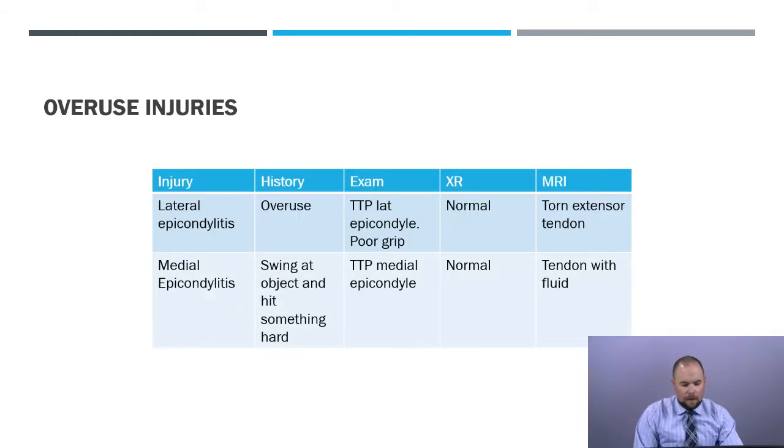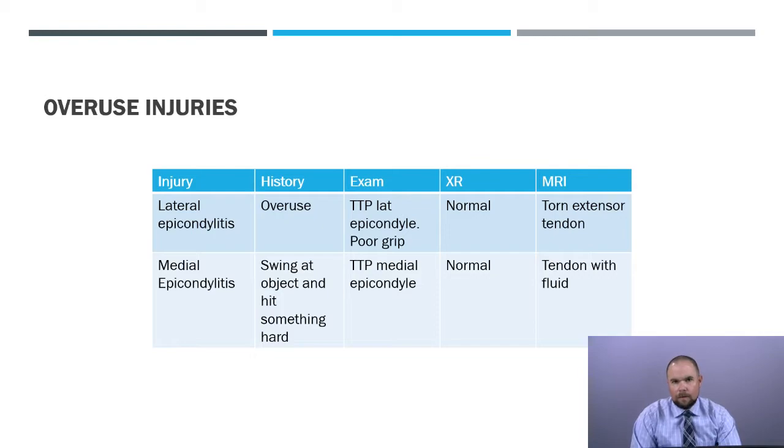Common overuse injuries that I see fairly often would be the lateral and the medial epicondylitis. So lateral epicondylitis would be the tennis elbow. The medial epicondylitis would be better known as the golfer's elbow. Both of these are typically overuse injuries that we see. Sometimes if you hit something with a golf club, it can develop that medial epicondylitis.